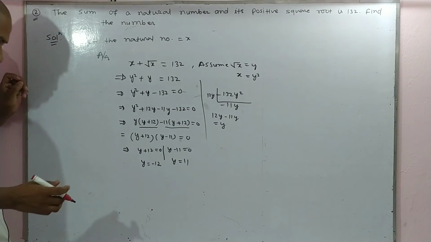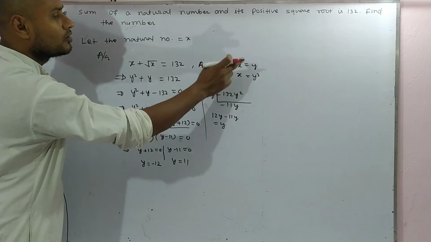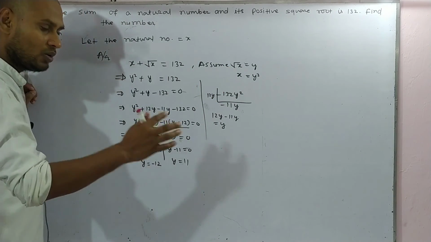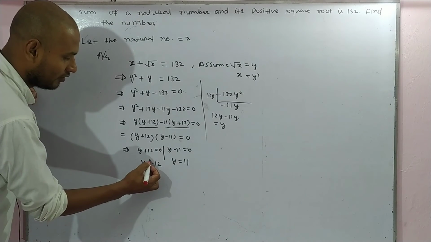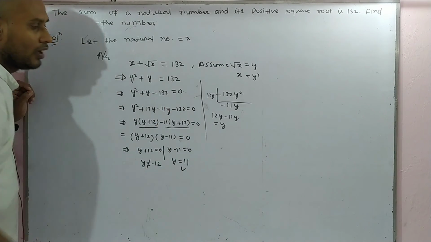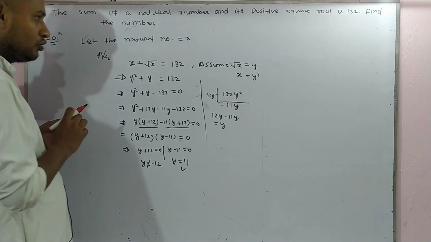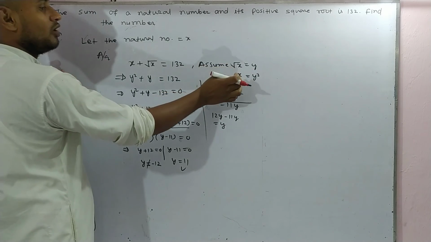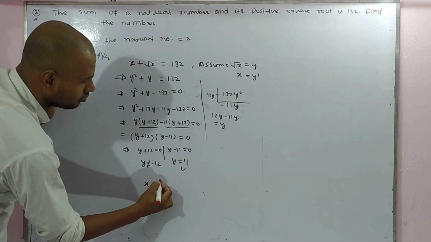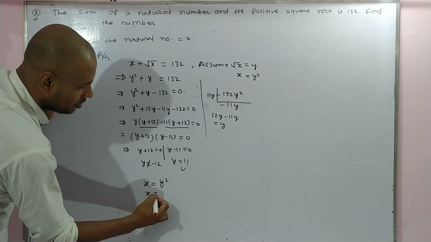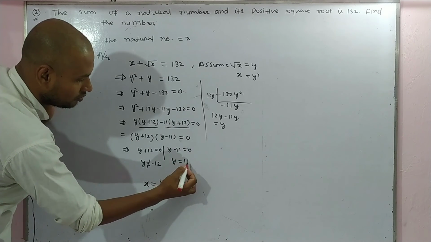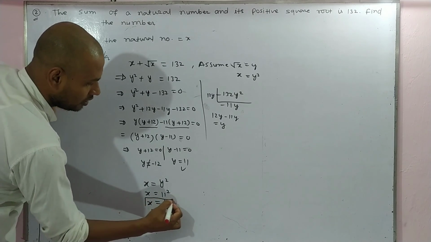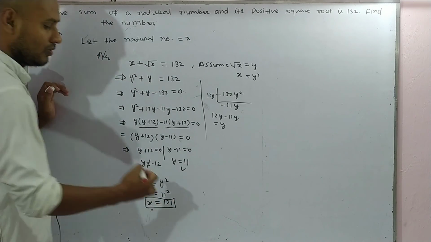You know that we assumed root x equal to y, the positive square root of x, so y cannot be negative. So minus 12 is not a value of y, and we take y equal to 11. We assumed the natural number equal to x, so we have to find x. x equals y square, so x becomes 11 square, and x equals 121. This is the natural number that we assumed. So our answer is 121.